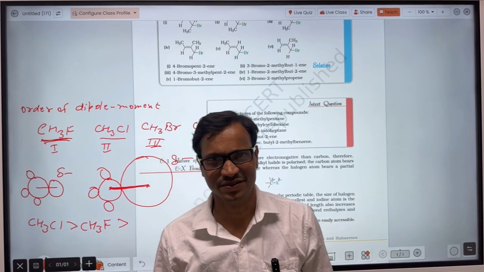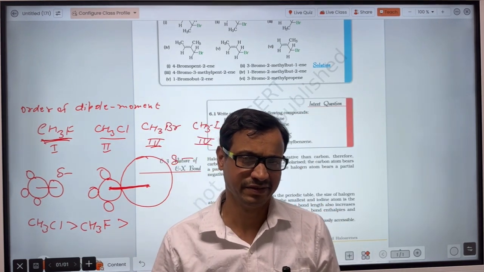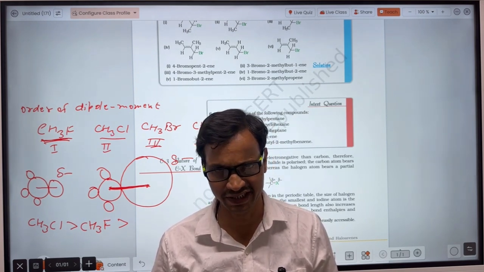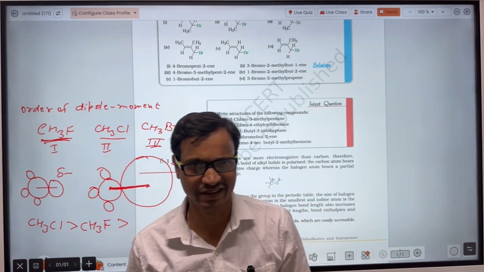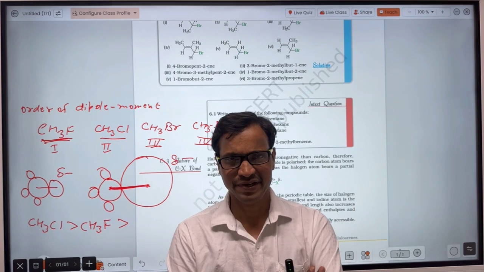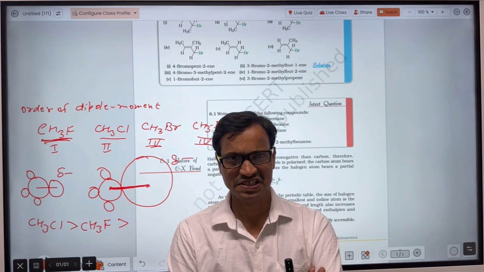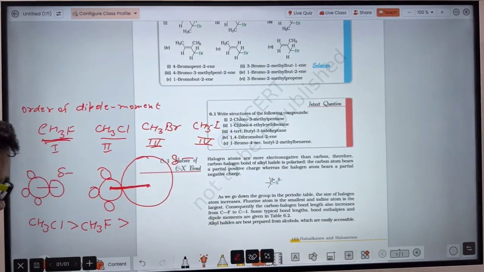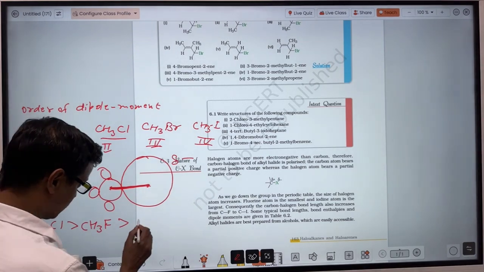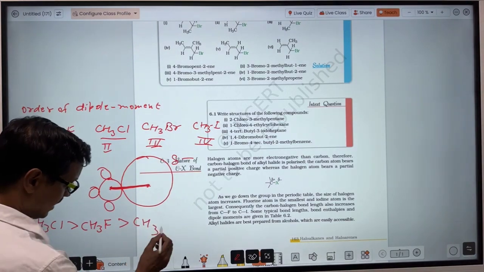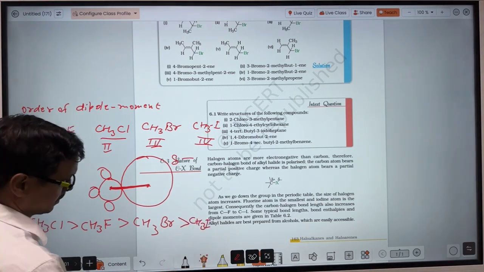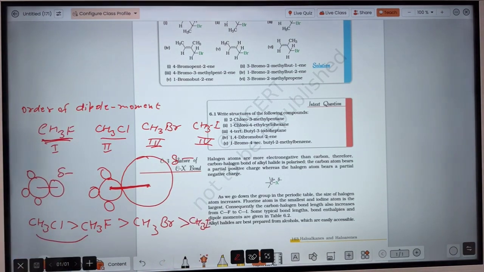Even though the size is larger, when we multiply the charge on the bromine and the C-Br bond length, that will be lower than the charge on the chlorine and the C-Cl bond length. So the dipole moment of CH3Br will be lower than that of CH3Cl, and then after that is CH3I. So the exception here is that.